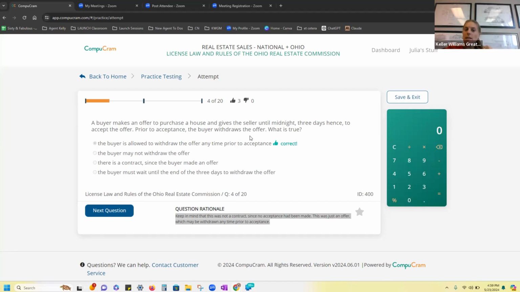Even though it says he gives him 3 days hence, if he wants to back out before the seller even says he accepts it, he's allowed to do so. And even if the seller accepts and the buyer doesn't know the seller accepted and backs out, that's okay too.